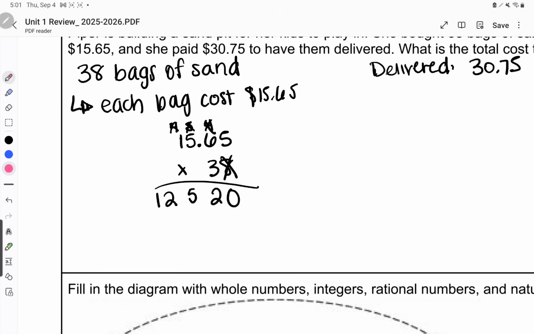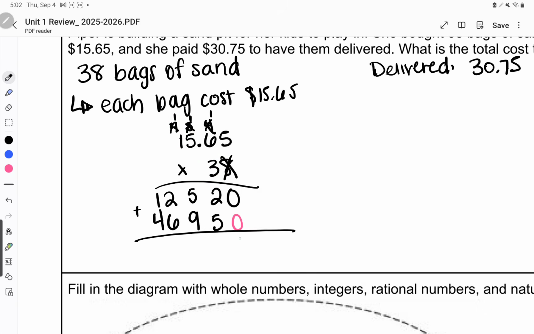Now, since we're on our second row, we add a 0. Then we have 5 times 3. 5 times 3 is 15, so I write down a 5, and I carry my 1. Then we have 3 times 6. 3 times 6 is 18, plus the 1 gives us 19. So we write down a 9, carry our 1. Then we have 3 times 5. 3 times 5 is 15, plus the 1 up here at the top gives us 16. So we write down a 6, and we carry our 1. And then we have 1 times 3. 1 times 3 is 3, plus the 1 that's up here at the top gives us 4.